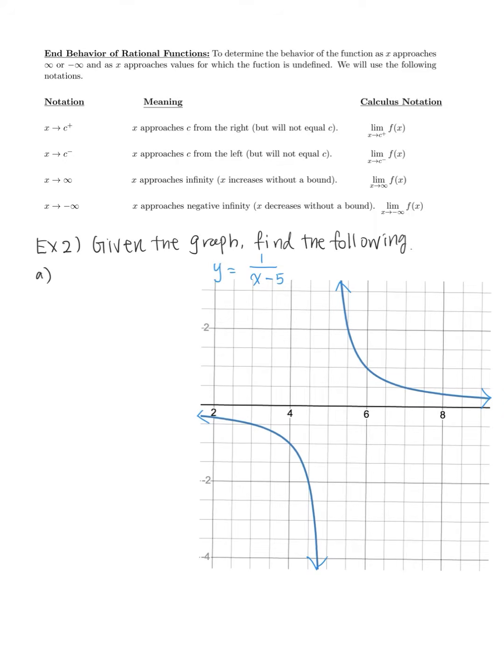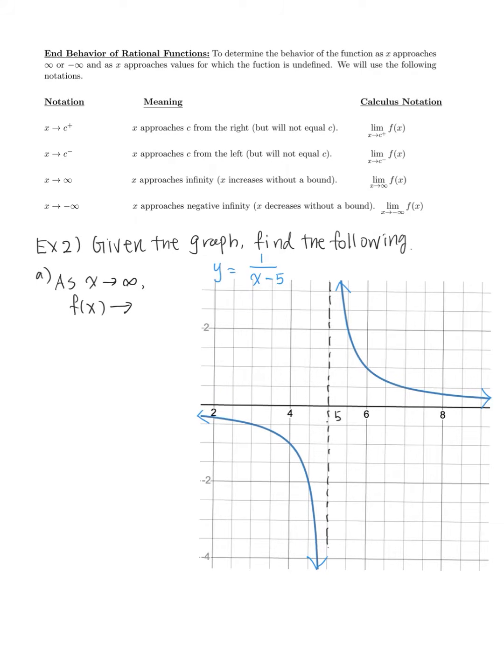Let's do some examples. Example 2, given the graph, find the following. Right here, we're given the graph of y equals 1 over x minus 5, and what is the restriction there? Isn't it x cannot be 5? We'll learn this later on, but we will have a vertical asymptote at x equals 5. Given the vertical asymptote, your graph is never ever going to touch it. Please keep that in mind, and let's do it.